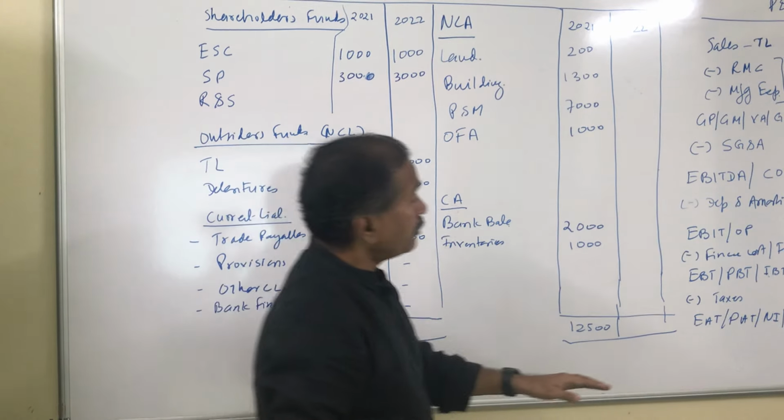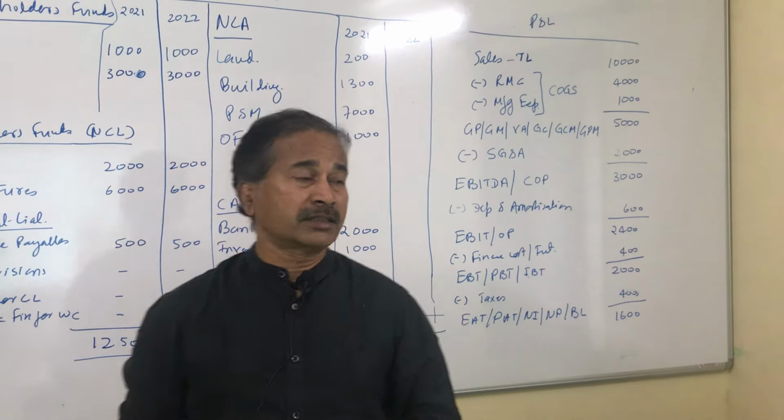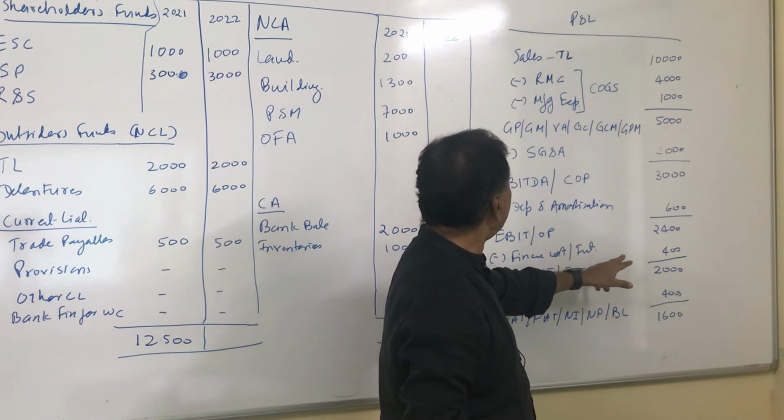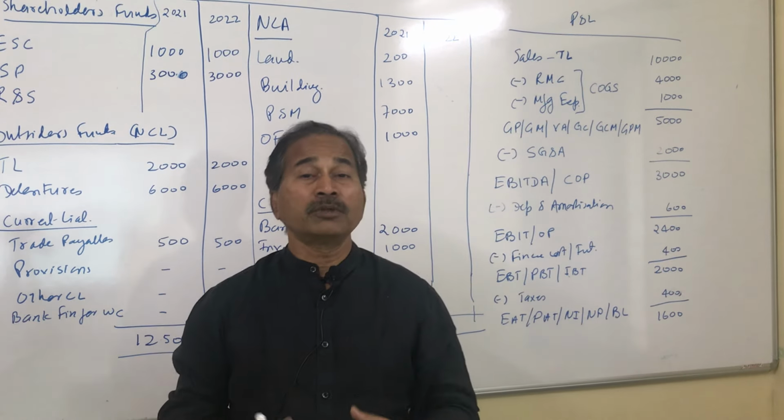Okay. Now अब ये जो आपने 1600 करोड़ का अर्निंग आफ्टर टैक्स कमाया, right, and what you also have done is the depreciation, which is 600. So how much is that amount?